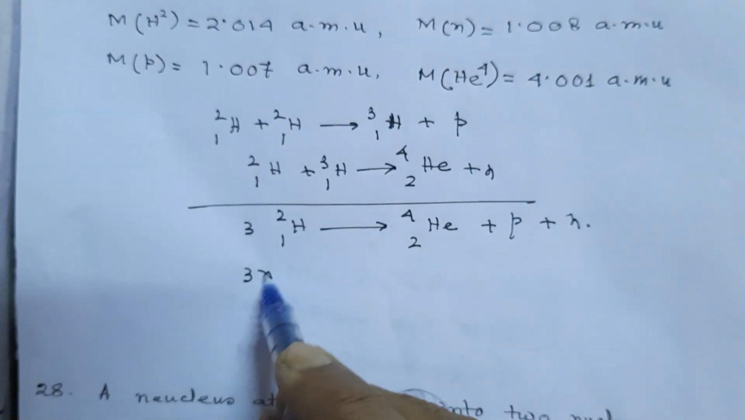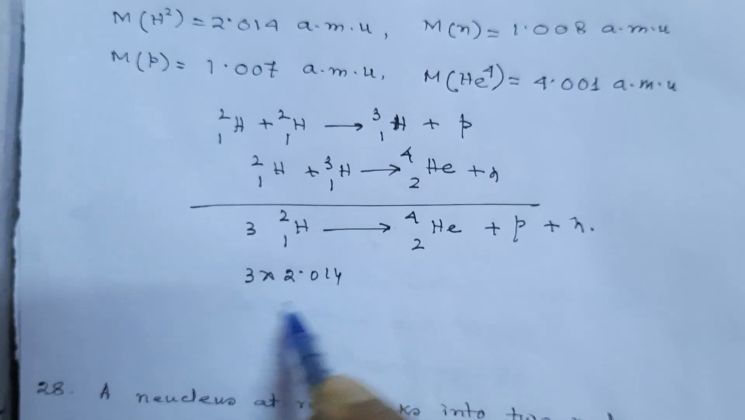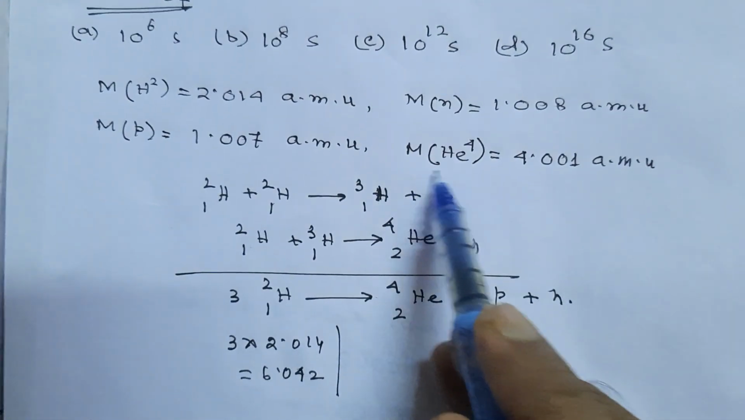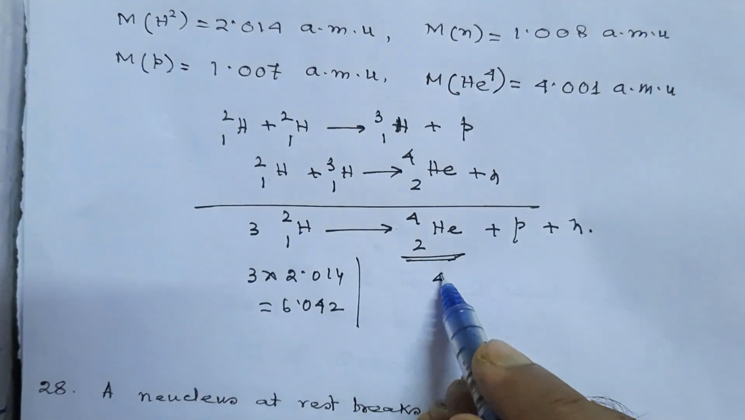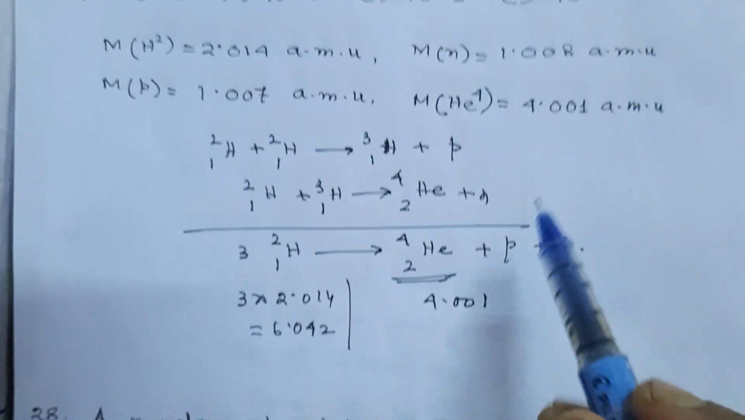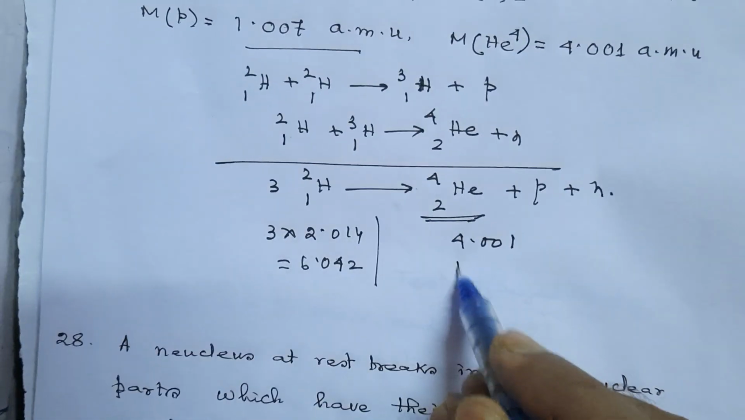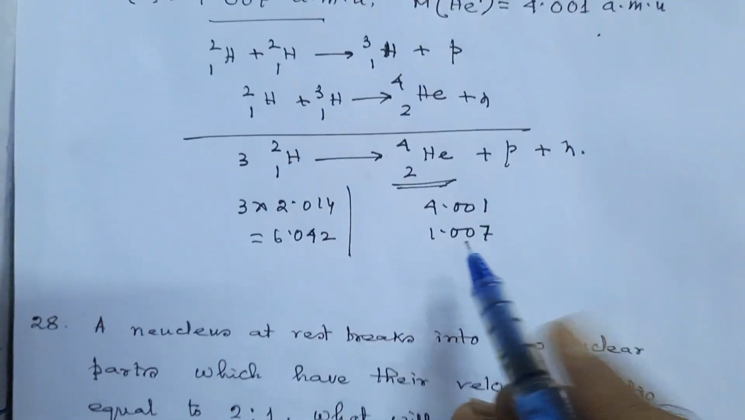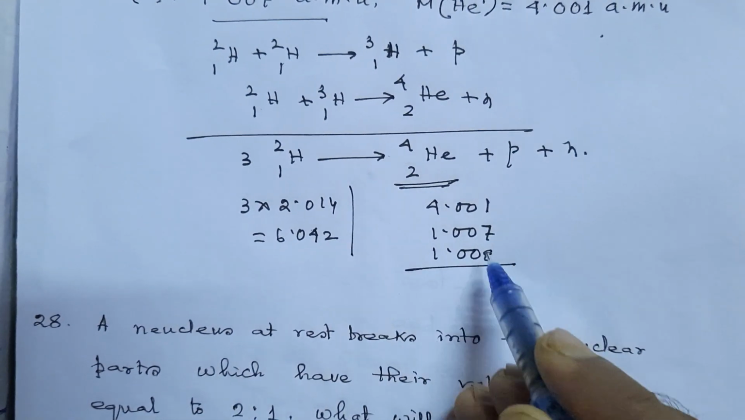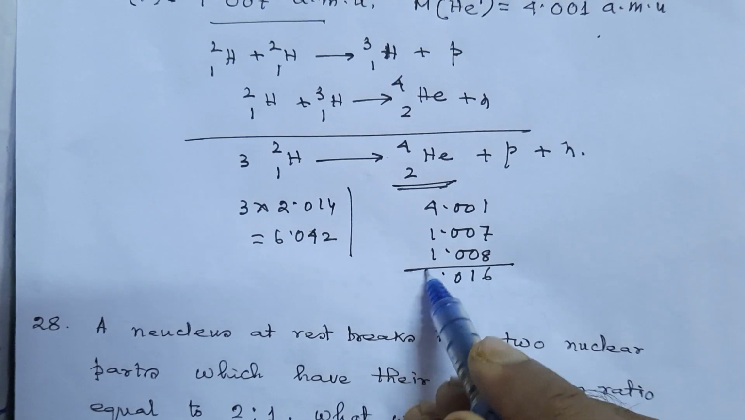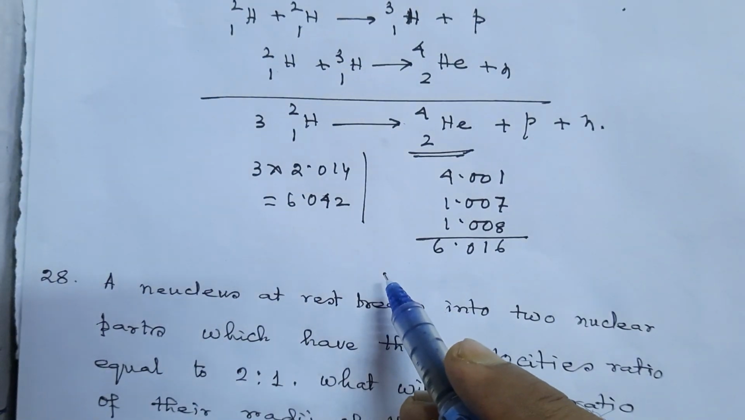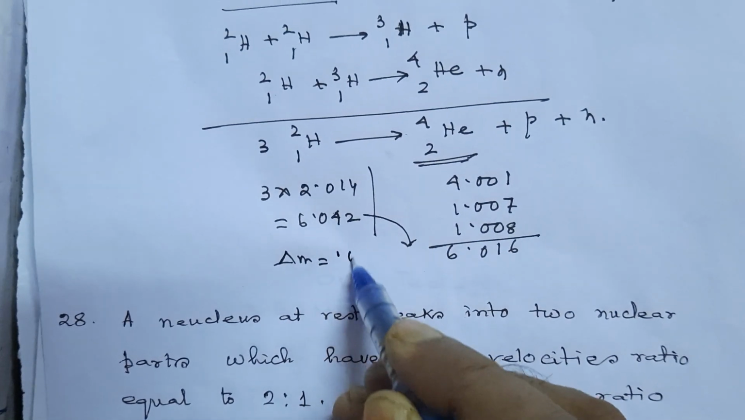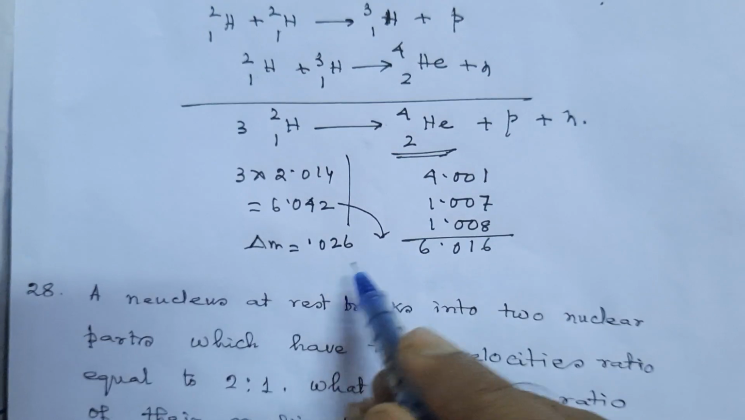So the total mass of the left hand side is 6.042. And for the right hand side, for helium 2He4, it is 4.001. For proton, it is given 1.007. For neutron, it is given 1.008. So we add them all: 6.016. So the mass difference delta M equals 0.026 AMU.